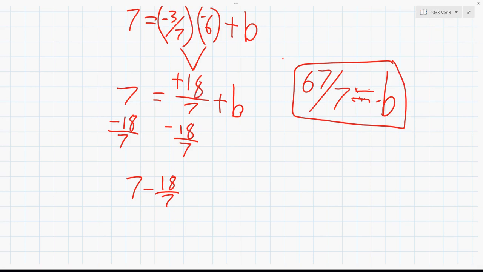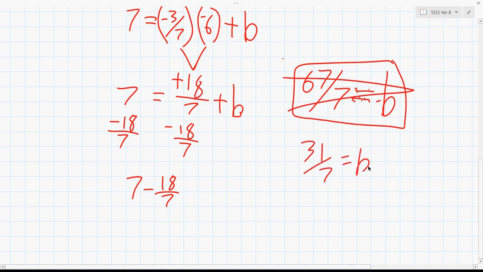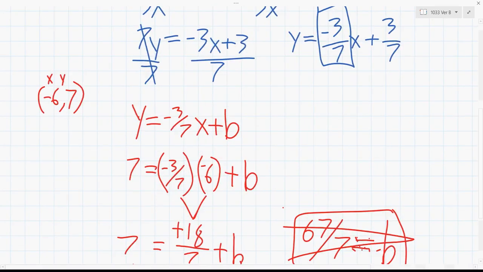divided by 7. That's actually going to be 31 over 7. So that's wrong. It's going to be 31 over 7 equals b. And at that point, we'll go back up and we'll look at the 4 different answers.